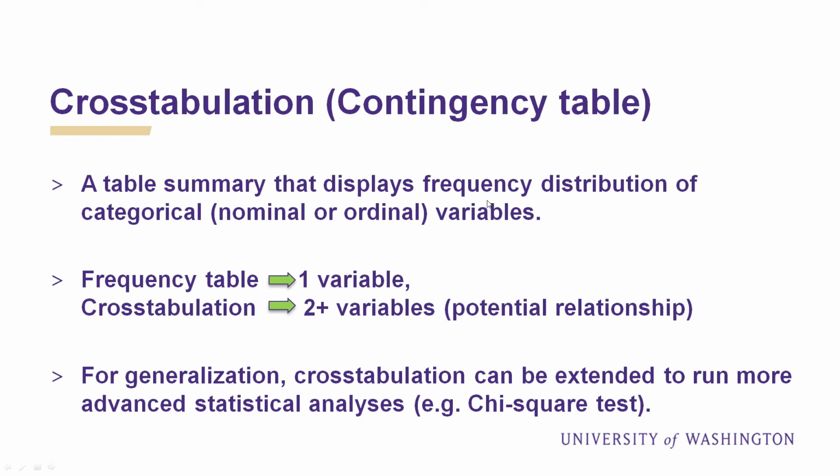However, if we want to statistically test the relationship implied in the cross-tabulation for generalization, we need to use another statistical method that is more advanced than cross-tabulation. And one of the most popular ways of testing cross-tabulation is the chi-square test.